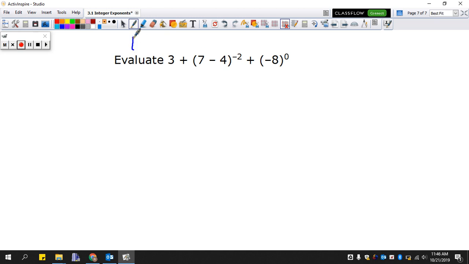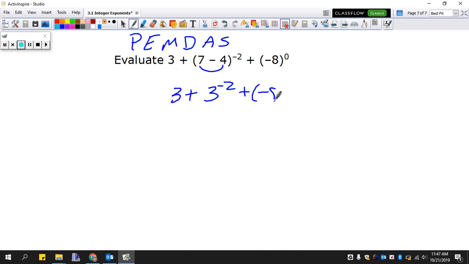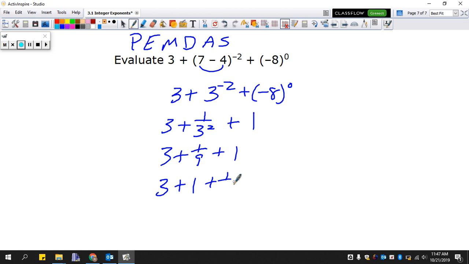All right. Remember to do the PEMDAS, or please excuse my dear Aunt Sally. Okay. 7 minus 4 is 3. Okay, so we have 3 plus 3 to the negative 2 plus negative 8 to the 0. Okay. 3 plus 1 over 3 to the second power plus 1. Okay, we'll go ahead and simplify that. It's 3 plus 1/9 plus 1, and if we combine, because of the commutative property, I can say 3 plus 1 plus 1/9, and we end up with 4 1/9.